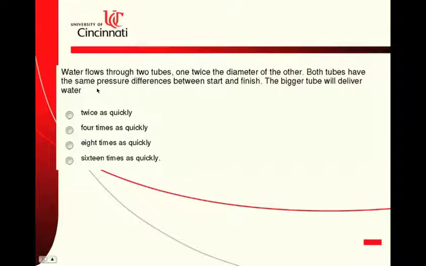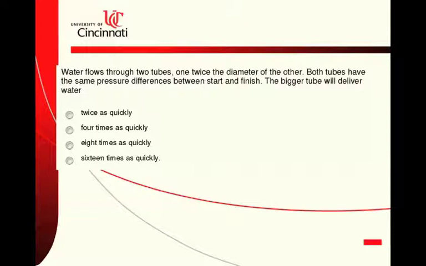Now the second one says, water flows through two tubes, one twice the diameter of the other. Both tubes have the same pressure difference between start and finish. The bigger tube will deliver water twice as quickly, 4 times as quickly, 8 times as quickly, 16 times as quickly. The cross-sectional area is 4 times as large.